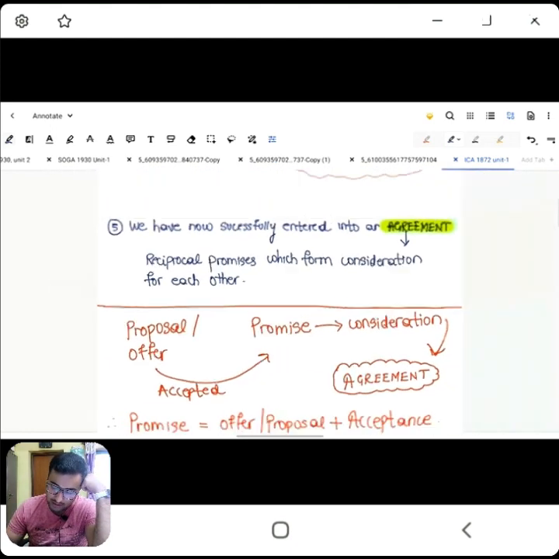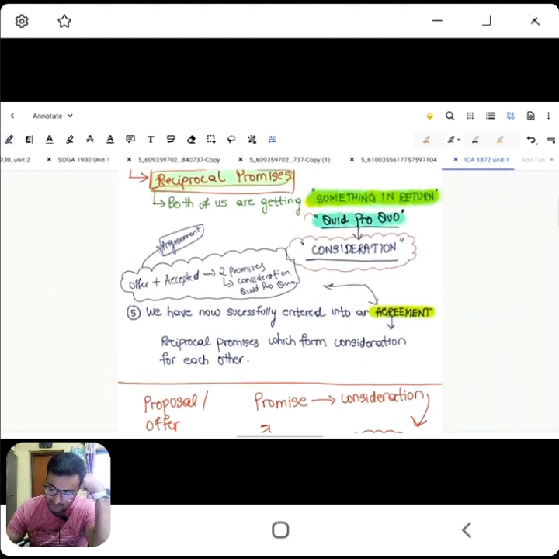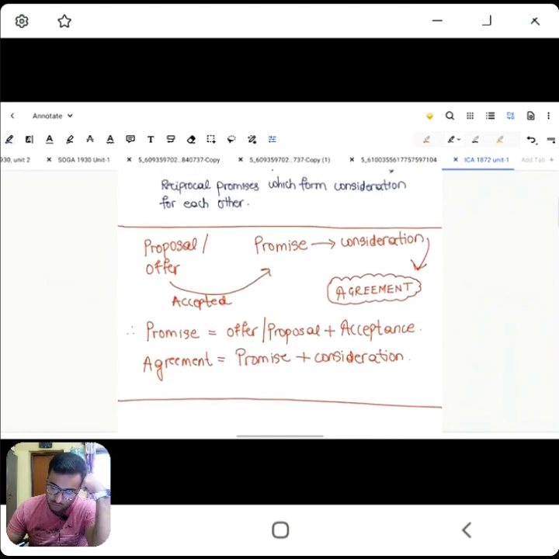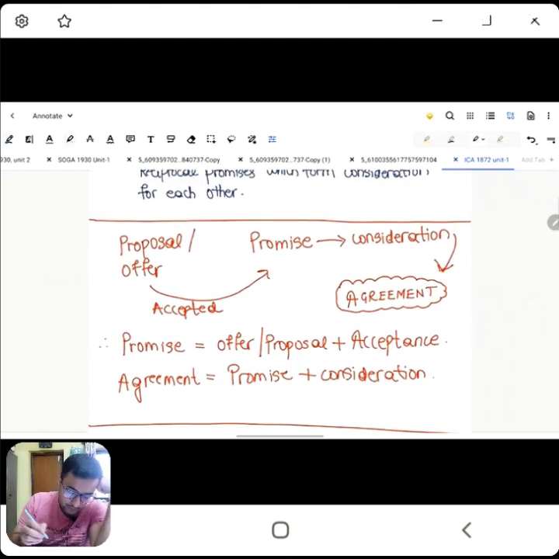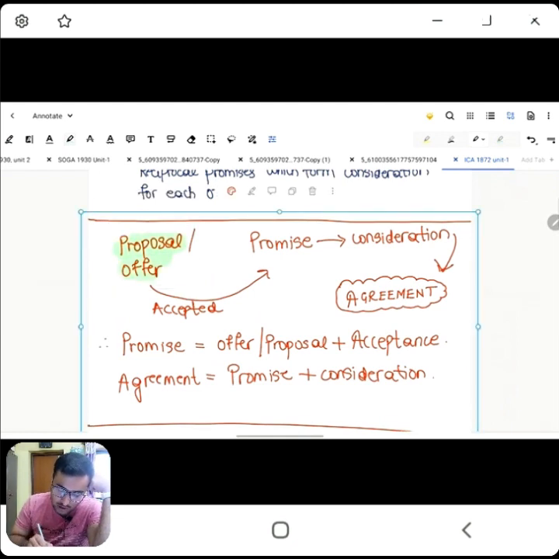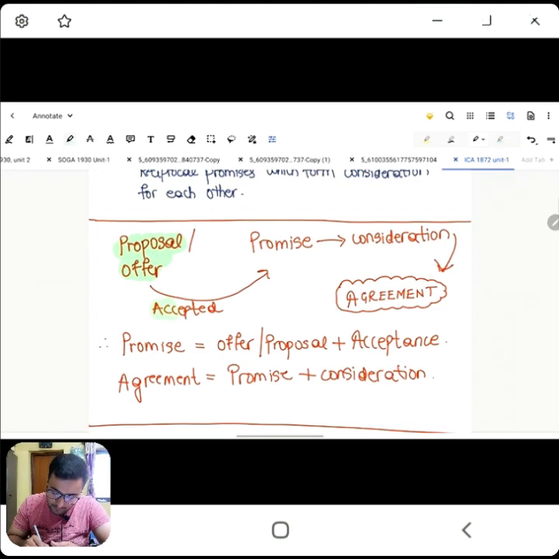We have successfully entered into an agreement. Now, again, I've written a summary here for you. Okay, so I made a proposal or an offer to deliver lectures to you. You accepted my offer. Once you accepted my offer, it has now become a promise, right? What are these promises? These are two promises made by two people to each other. We call them reciprocal promises, or simply we call them consideration.